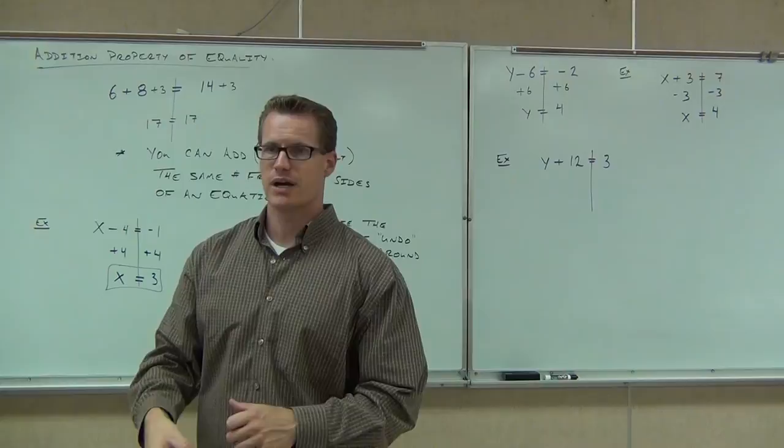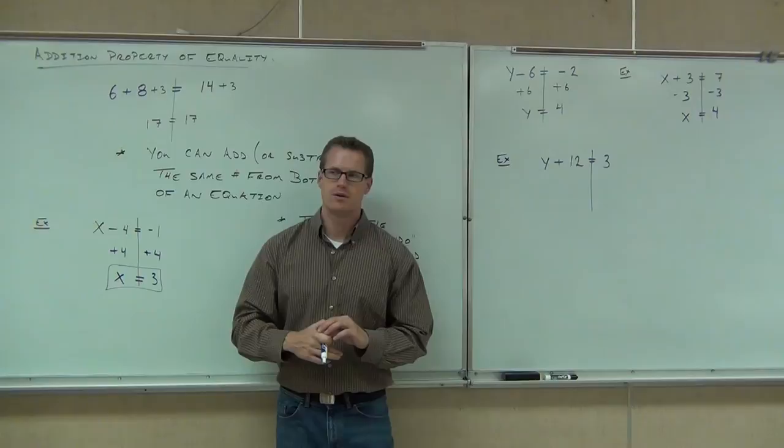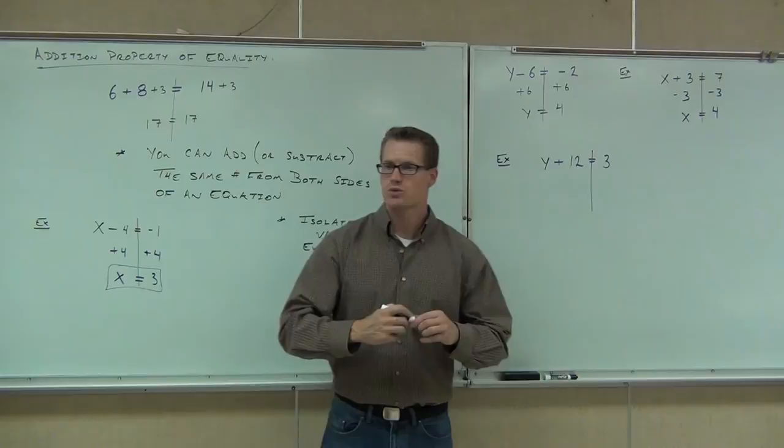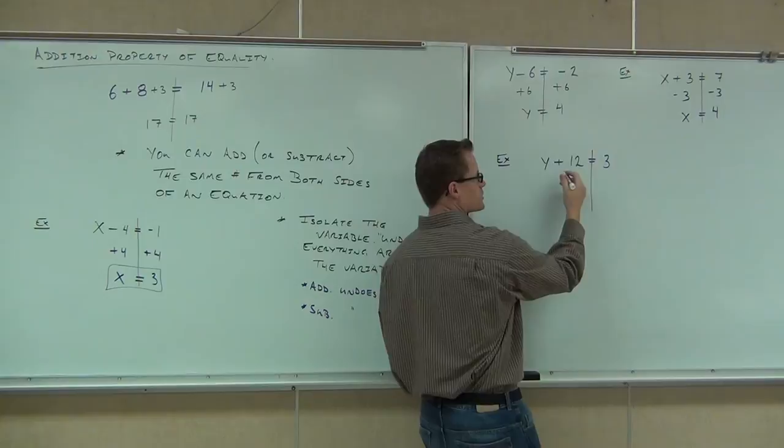Y. What are we trying to get rid of? The 12. Good. How are we going to get rid of that 12? Subtract 12. Good. So we're subtracting 12, not just from one side, but anytime you do something to an equation, we do it to both sides. So since this is plus 12, we're going to subtract 12 from both sides.